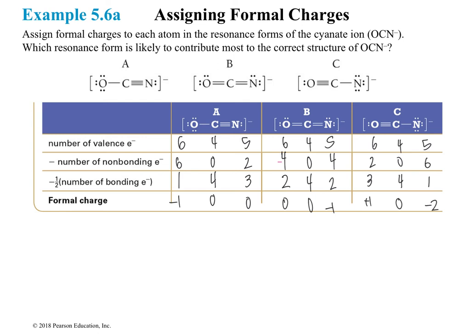Okay, so we filled these in. Structure A gives us a formal charge of negative 1 on the oxygen. B gives a negative 1 on the nitrogen, and then C gives positive 1 on oxygen, negative 2 on nitrogen. So we want to minimize, so structure C will not be it. Then look at A and B and see which has the negative on the most electronegative element. So we're looking at nitrogen versus oxygen. We go look at our electronegativity chart and realize the highest electronegativity is oxygen. So structure A is good because the negative charge is on our most electronegative atom.